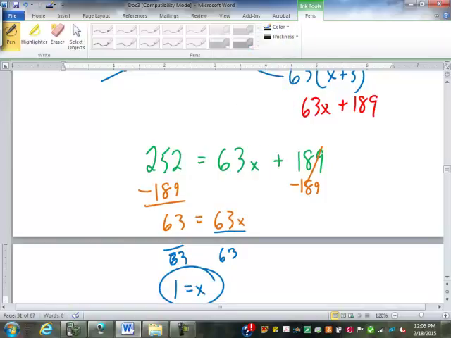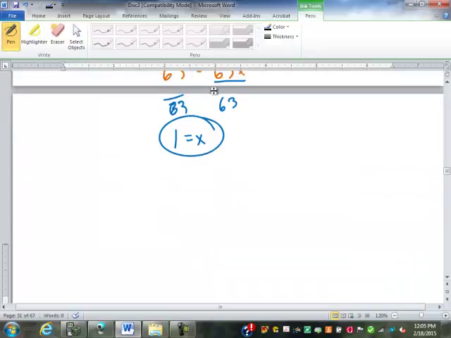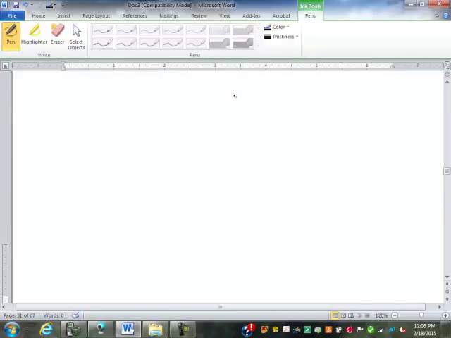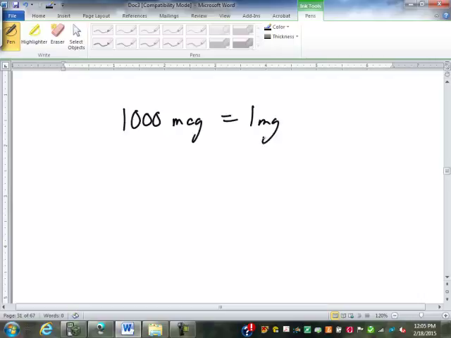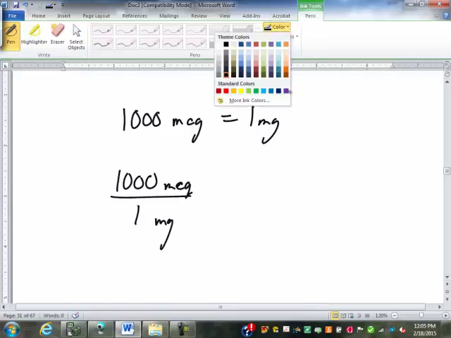In our medical fields, we have a lot of proportions we can solve. If we're doing measurement conversions, we can actually use a proportion for that if we really wanted to. We have something like 1,000 micrograms equals 1 milligram. We can make that into a ratio. 1,000 micrograms, 1 milligram.